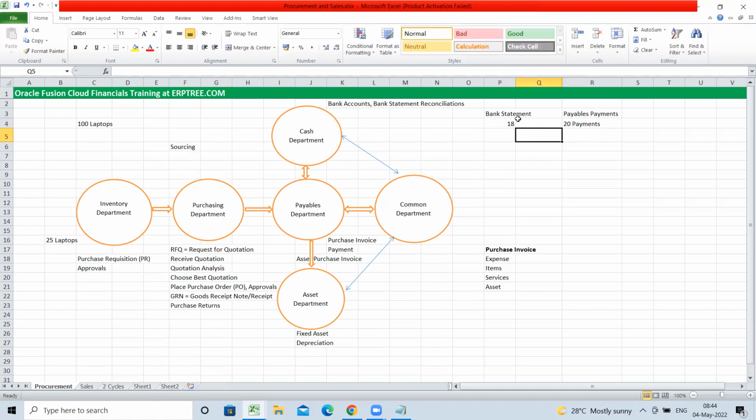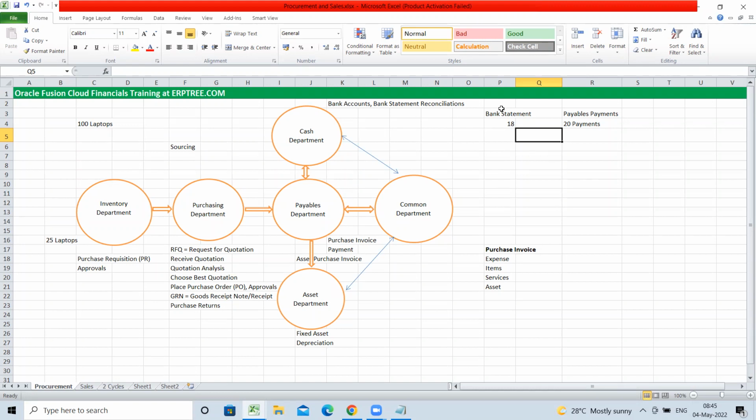Now they have to analyze. Okay, both should match. As per the bank statement and as per the payables department, the payments that are processed should match. If there is any mismatch, they have to find out the reasons. They'll cross-check these two records: one is the bank statement record and the other is the payables department records.